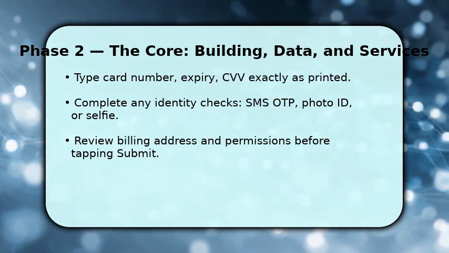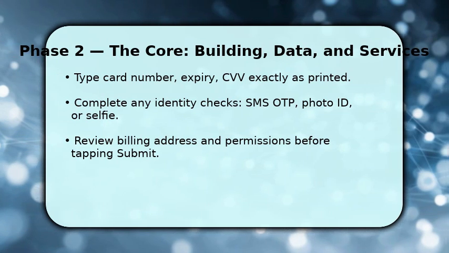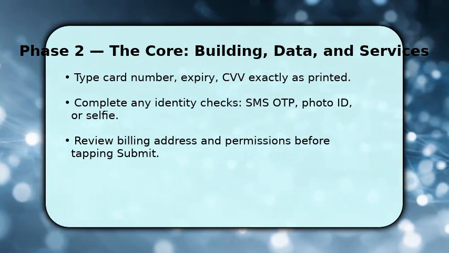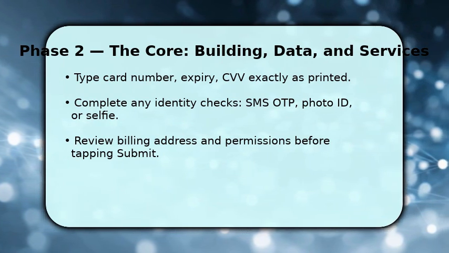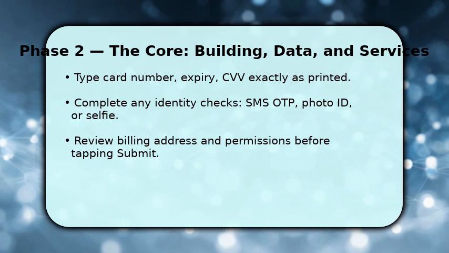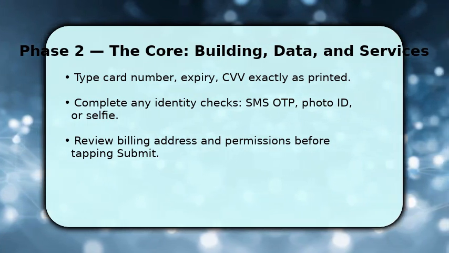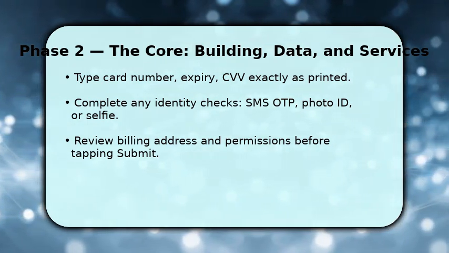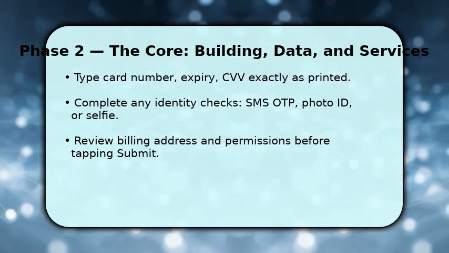Botim may send an SMS OTP or request a photo ID and a selfie. Comply quickly and clearly so automated checks pass. Make sure the billing address matches the card issuer. Finally, review requested permissions for app access, and then tap Submit to initiate authorization and tokenization.